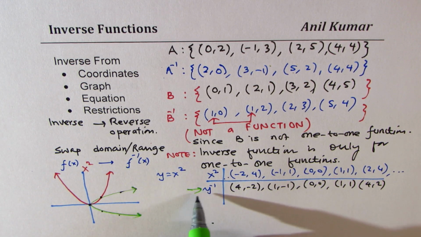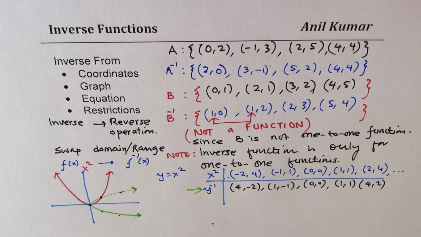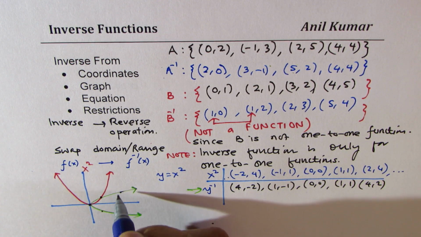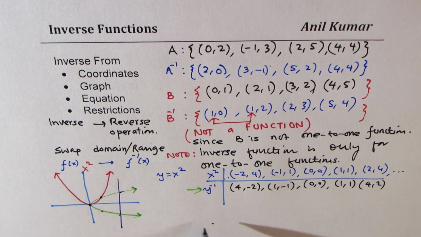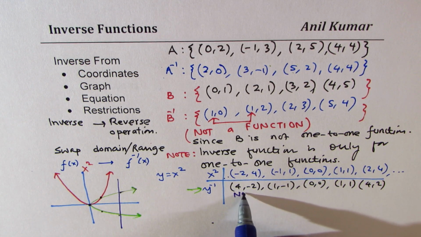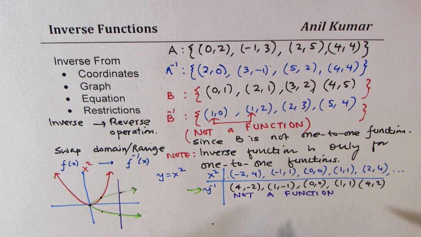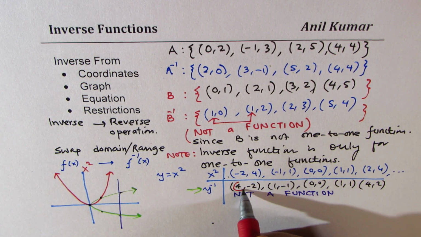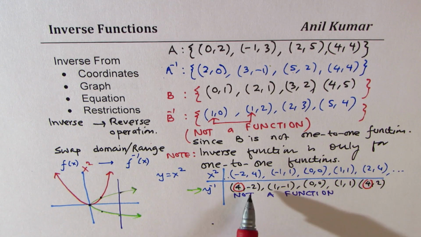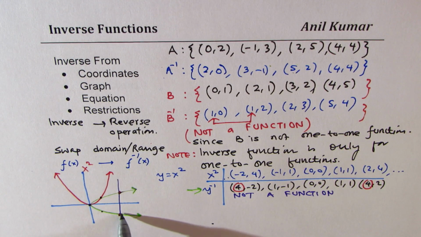So that becomes the inverse of your parabola. You clearly see that this is not a function since it fails the vertical line test. Right? Not a function. Since we see that these values 4 and 4 are corresponding to 2 and -2. Right? They are corresponding to 2 and -2. So it fails the vertical line test.